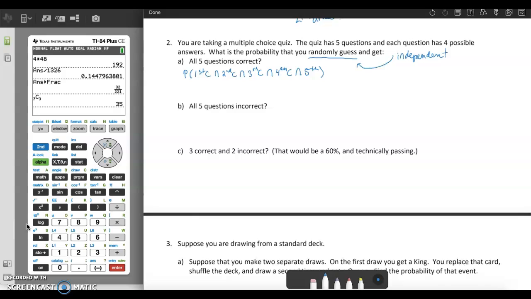So on any one of these questions, because there are 4 possible answers and only one of those 4 would be correct, there's a 1/4 probability of guessing any one of these questions correct. So the probability of the first one being correct is 1/4, times the probability of the second one being correct is 1/4, times, and we can just keep multiplying by 1/4 for all 5 questions.